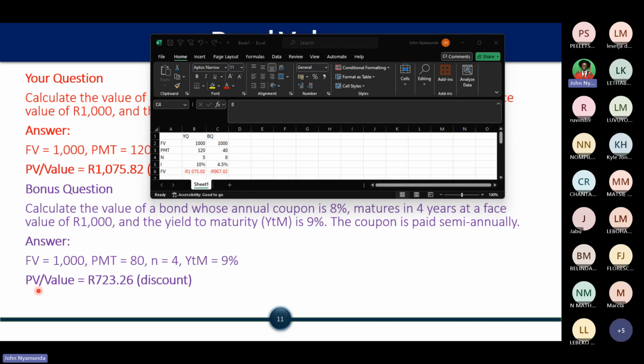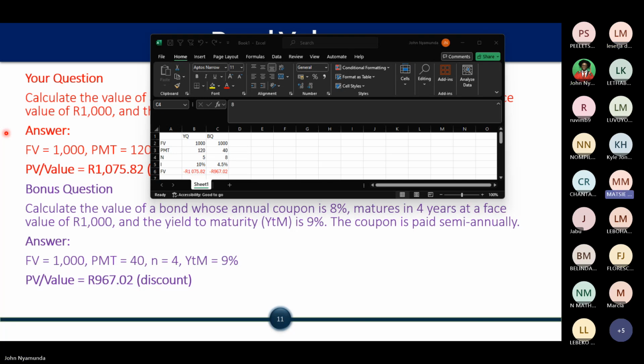Let's see what happens. Hi, Matsi. Change your PMT to 8. I think you put it in as 40. Let me see, it's PMT, right? 4.5 is the I. PMT is 40. Isn't the PMT 40? Yes, PMT is 40. If you put it as 8, you'll get 1123.086.